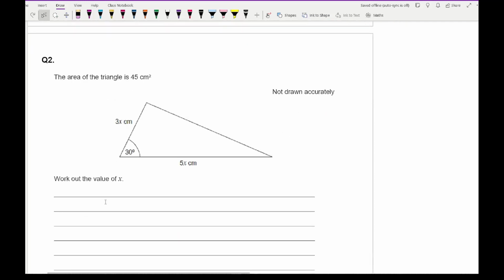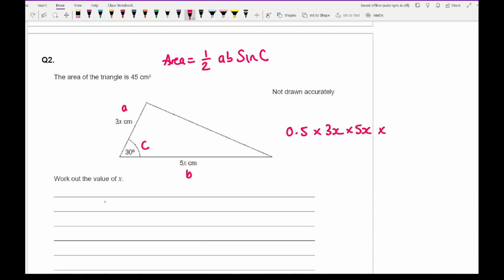Then moving on to question 2, it says the area of the triangle is 45 centimetres squared, and it says work out the value of x. For this, because I don't know the perpendicular height, I know that the area is equal to half ab sine C. So labelling this triangle, this is going to be C, that's going to be A, and that's going to be B. So substituting numbers in, I've got 0.5 multiplied by 3x multiplied by 5x multiplied by sine 30.